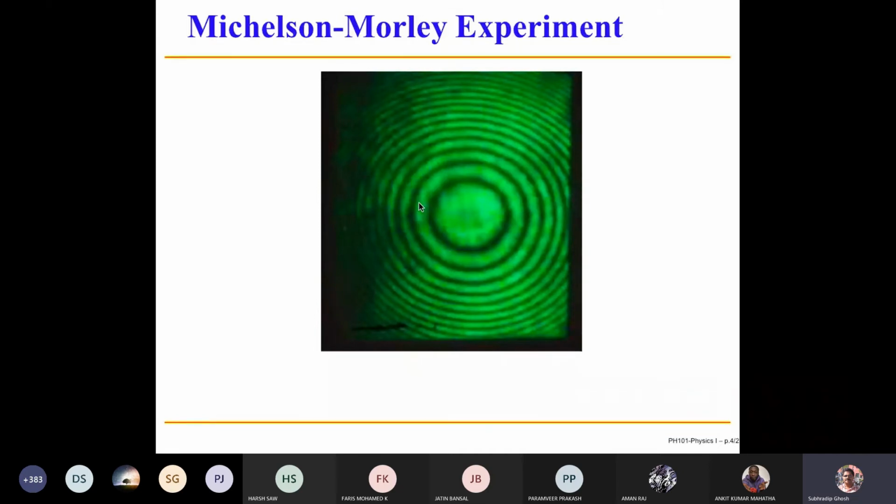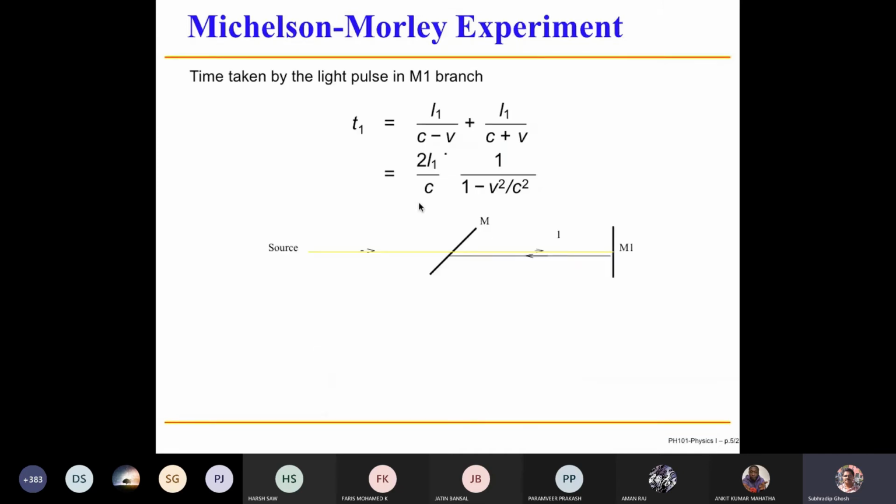whether we can find it out. So let's do a little calculation. Let's consider this mirror. So the time taken by the light pulse in this branch for a round trip is how much? This is a very simple thing. I guess I do not have to elaborate why this equation. All right.